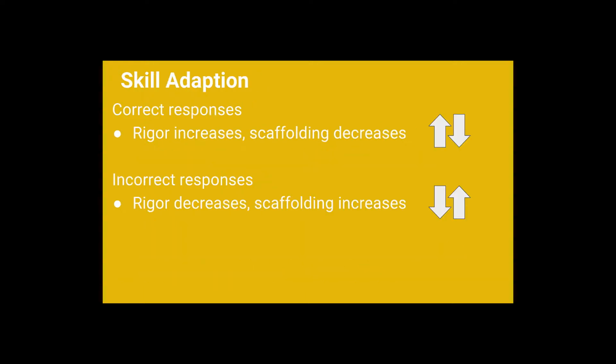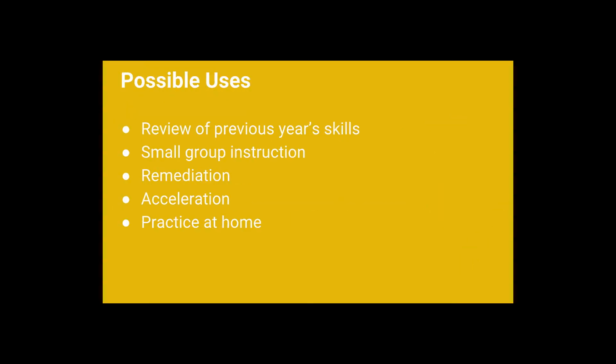IXL will adapt to the student's skill level in real time. So if the student response is correct, the rigor will increase and the scaffolding will decrease. The opposite is also true. If the response is incorrect, the rigor will decrease and the scaffolding will increase. At this time, we do not have system-wide expectations of use in the classroom. The teacher has the discretion of how to integrate IXL into the classroom routine. Some possible uses for IXL would be to review previous year's skills, to do some small group instruction, remediate or accelerate, and also to allow students to practice at home.